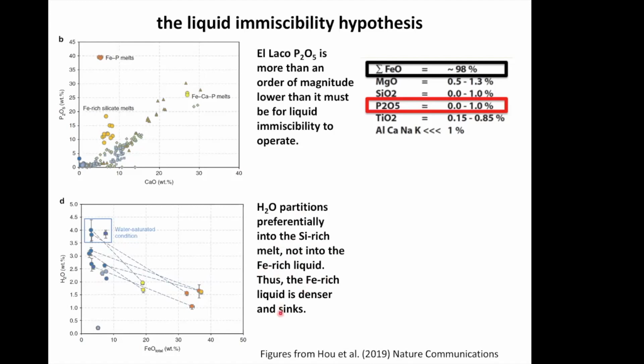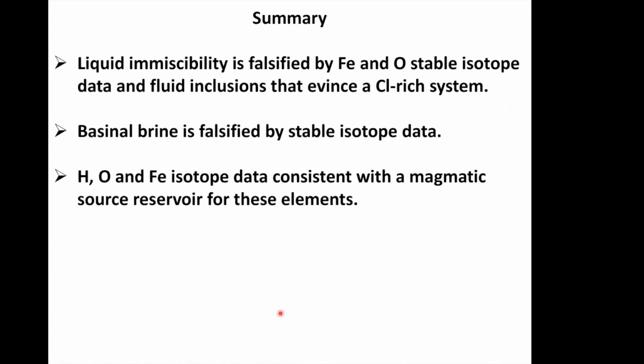So the iron-rich liquid is in fact denser and sinks. It cannot buoyantly ascend. So what do we have when we look at all of the data? The data falsify liquid immiscibility. The data falsify the basinal brine hypothesis. The hydrogen, oxygen, and iron isotope data are consistent with a magmatic source reservoir. We have beautiful temperature trends that show crystallization of magnetite from a cooling ore fluid at temperatures in excess of 900 degrees down to temperatures of approximately 400 degrees.